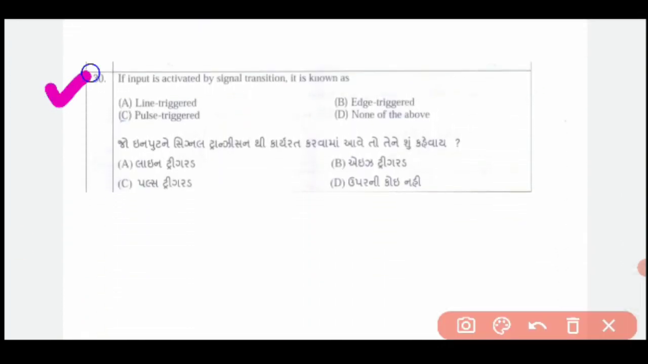Question number 30. If the input is activated by signal transition, it is known as: option A, line trigger; B, edge trigger; C, pulse trigger; D, none of the above. Then the answer is edge trigger.